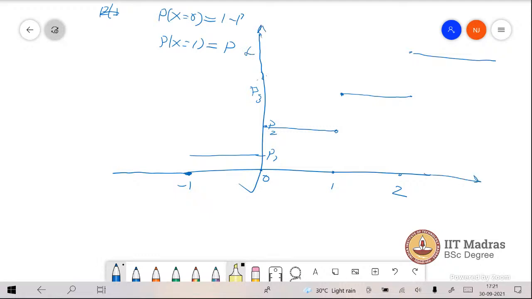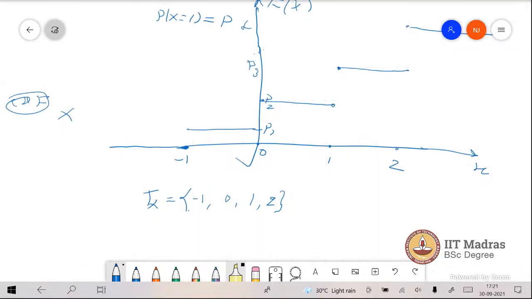Now give me the range of x. This is some graph of a CDF of x. This is F of x, and this is x. So this is the CDF of x. Now give me the range of x here. It is minus 1, 0, 1, 2. So look at the points where the jump occurs. Those will be the points inside the range of x. Here jumps occur at minus 1, 0, 1, and 2.